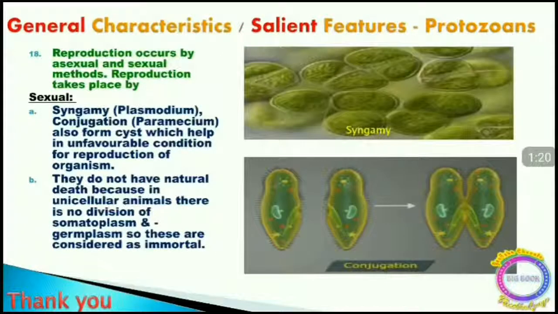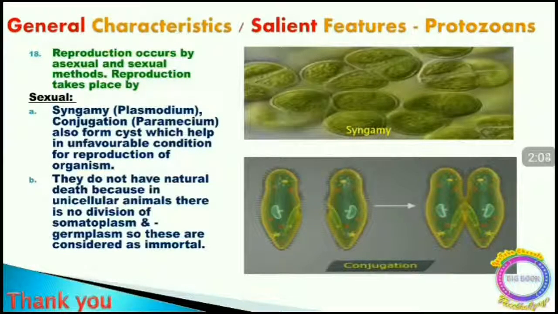And the next slide discusses sexual reproduction, that is by syngamy and conjugation. Syngamy is where two parents fuse, that is the gametes fuse, and they give rise to new offspring. Again in conjugation, there is an exchange of nuclear material between the organisms. You can see syngamy here and conjugation in Paramecium.